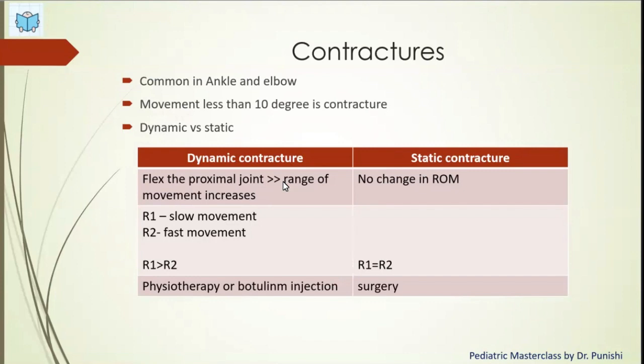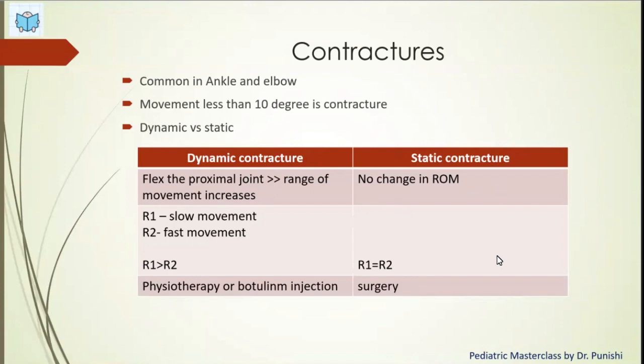Whereas in a static contracture, you will not see any change in the range of motion even when I flex the proximal joint. Another way of differentiating it is R1 and R2 movement. R1 is where you do a slow movement across the joint. R2 is when you move that particular joint with speed. When R1 is greater than R2, it suggests a dynamic contracture. That means when the range of motion is more in slow versus fast, it points towards dynamic. Whereas if it's equal, it is called a static contracture.